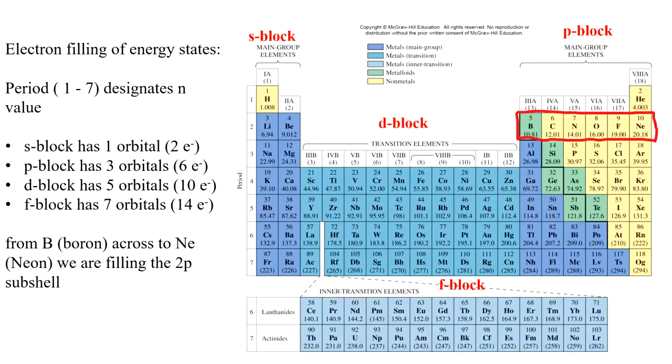So let's just look at the red box one more time. We're going from boron across to neon. We're filling the 2p subshell. So we have a 2p1 for boron, 2p2 for carbon, 2p3 for nitrogen, 2p4 for oxygen, 2p5 for fluorine, and 2p6 for neon.